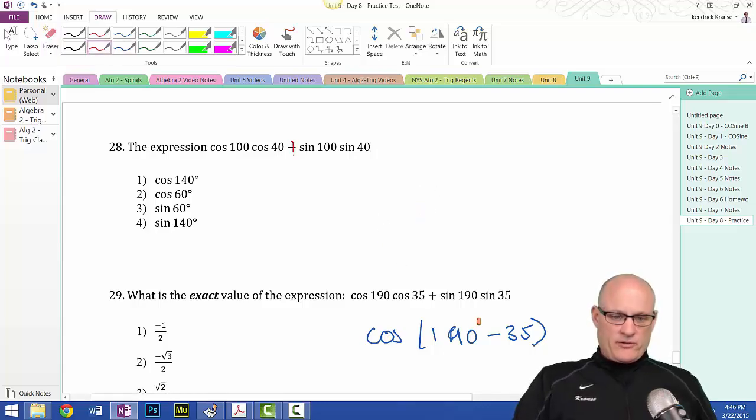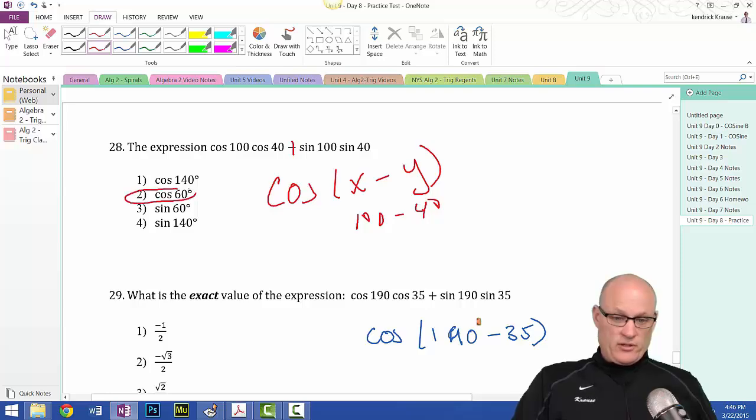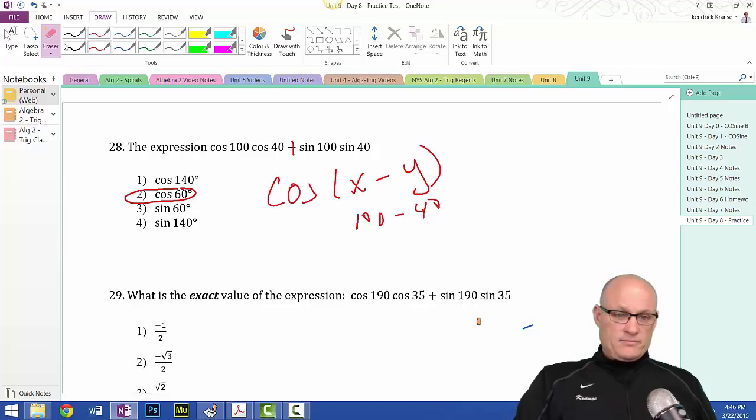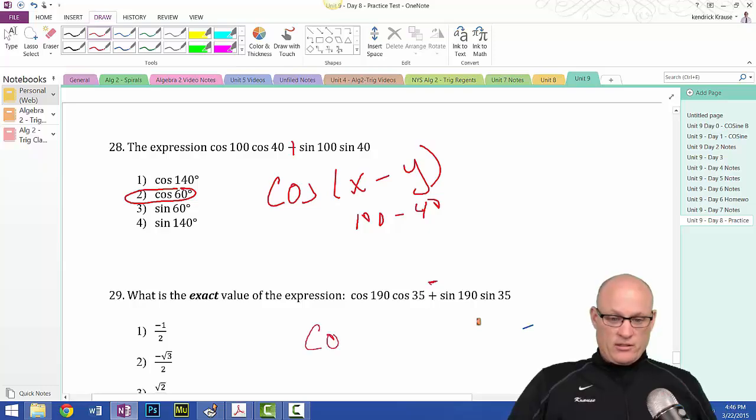This will be a plus, which means this is really the formula cosine x, or a minus y, whatever it is. So it's 100 minus 40, which is 60. So this one should be the cosine of 60. This one will be a minus, which means we're going to add them. So this becomes cosine of a plus b. If you like a plus b, if you like x plus y, it doesn't matter. So we're going to add those.